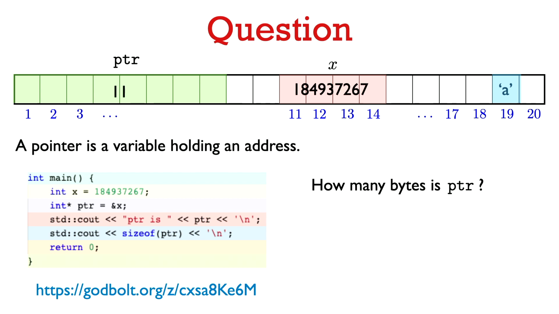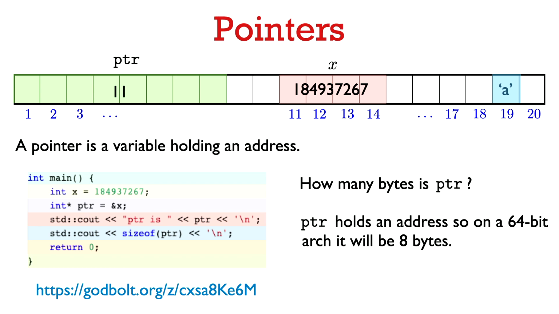Okay, so here's a question for you. In this code snippet, we print out the size of the variable pointer. What do you think will be printed out here? How many bytes is pointer on a 64-bit machine? So again, pointer just holds an address. On a 64-bit machine, addresses are 64 bits or 8 bytes. So sizeof pointer is going to return 8, assuming that char takes up 1 byte on your machine.